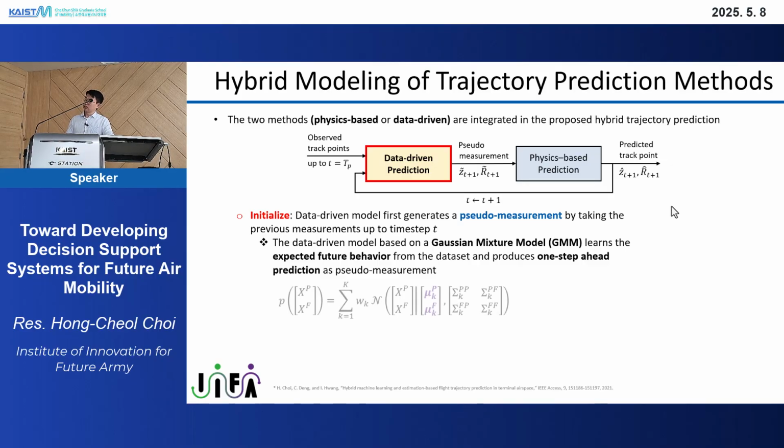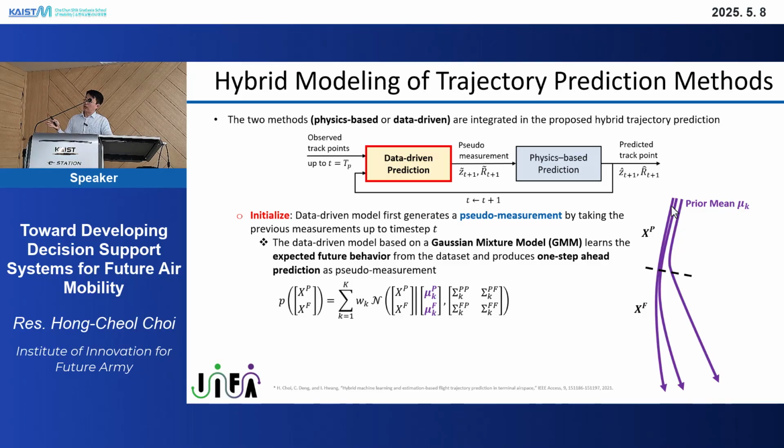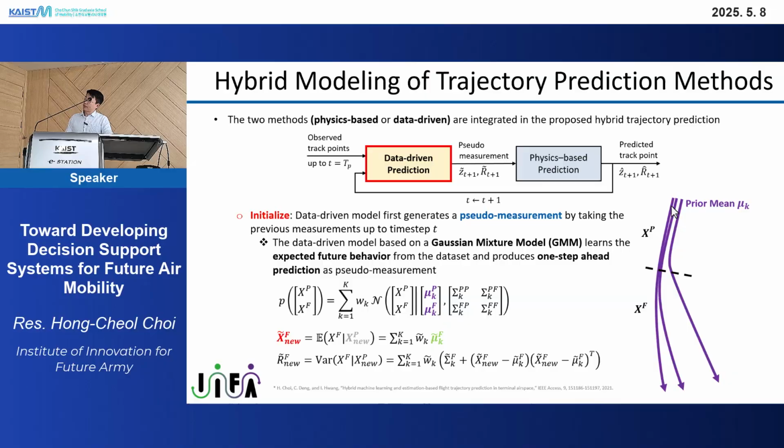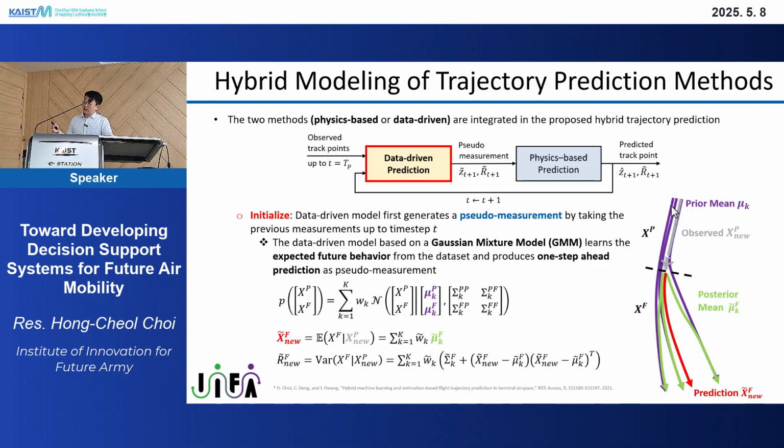Firstly, we can partition the trajectories into past trajectories and future trajectories. And the model is trained by some data, so we can have the prior mean, mu_k, of the multiple components of the Gaussian mixture model. And then based on these equations, in order to predict the future information, we condition the future distributions on the observed trajectories like this. As you can see, based on these observed trajectories, we can calculate these posterior means. Then the weighted sum of these means results in the predicted state of the aircraft.